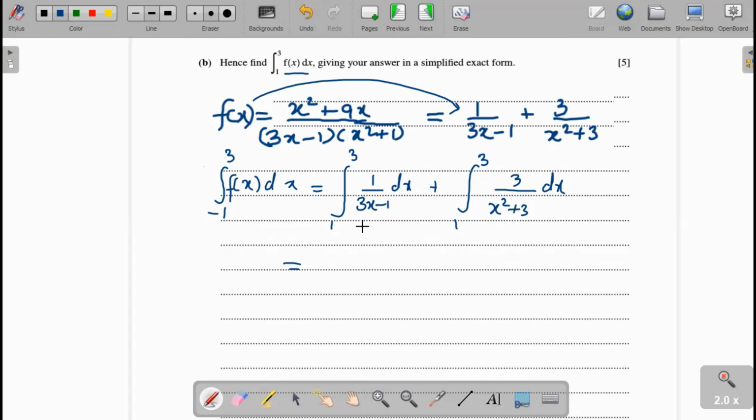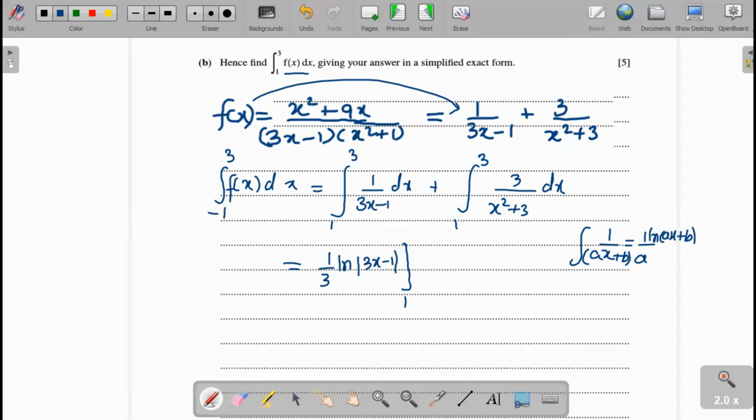Now we use the integration formula from the formula sheets. We can see the formula. The integration of 1 over ax plus b is equal to 1 over a into ln of ax plus b. Now here, we use this formula. Now that is equal to 1 over 3 into ln 3x minus 1.